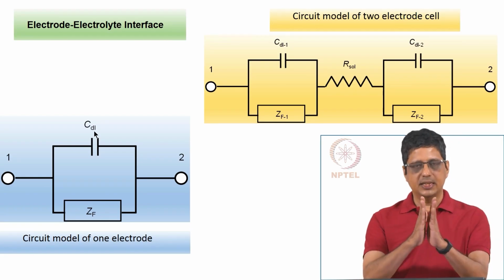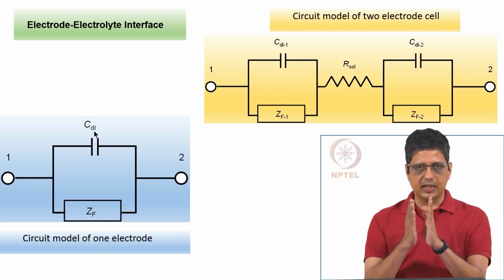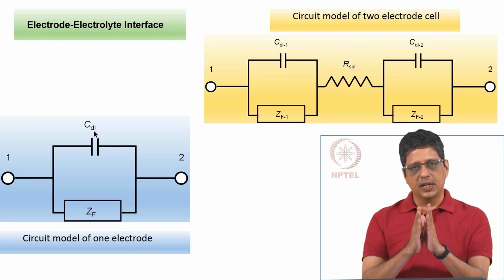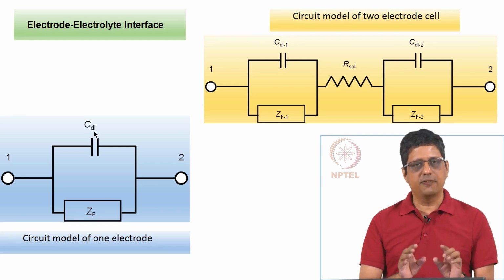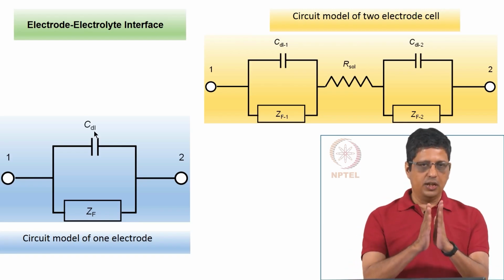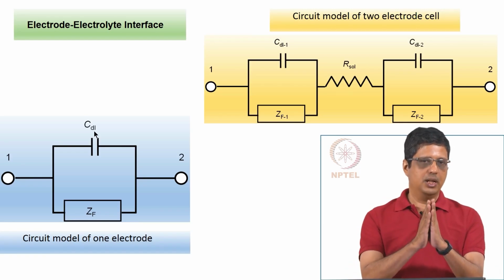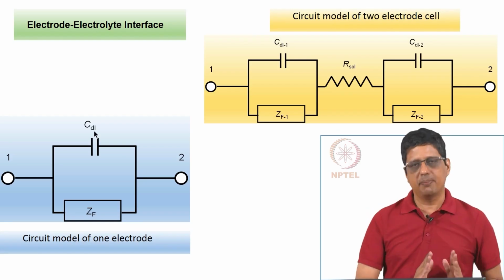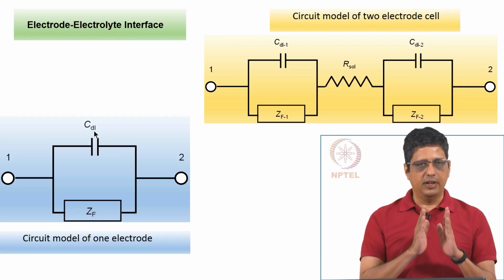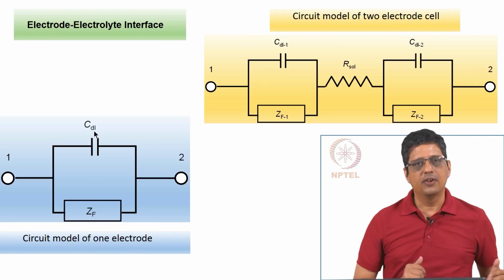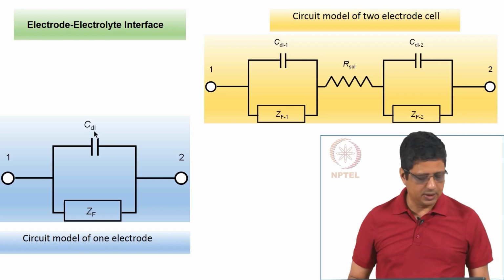So, you have a capacitor, if current passes because of the capacitor, we call that a capacitor based impedance. If the current passes because of a reaction, we call that a Faradaic impedance. In one electrode, you may have a reaction or you may not have a reaction. If you do not have a reaction, we just represent it by the double layer capacitor. If we have a reaction, we say there is a capacitor, and in parallel we have an impedance given by the Faradaic process.